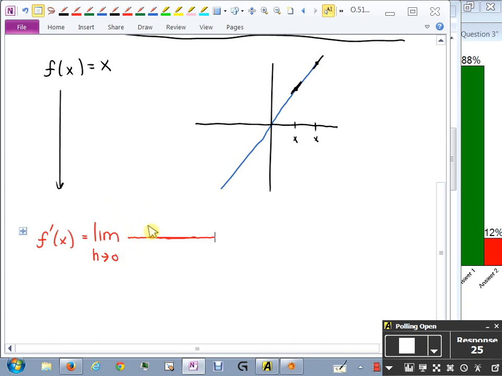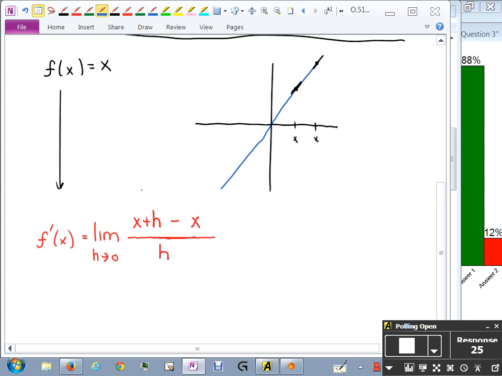So what is the top left corner? We plug in what to the function? X plus h, right? So what happens if you plug x plus h into this function? It spits out x plus h, right? Exactly what you plug in is what comes out. So the top left corner of the difference quotient is x plus h. Then you say minus f of x, which is x, all over h.